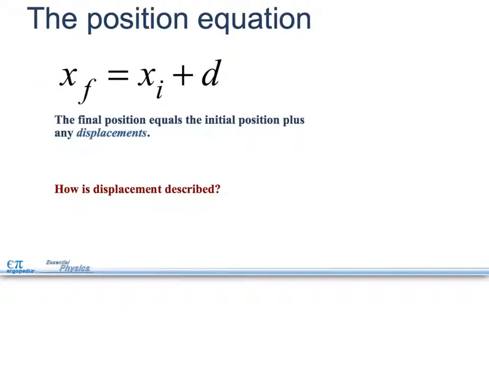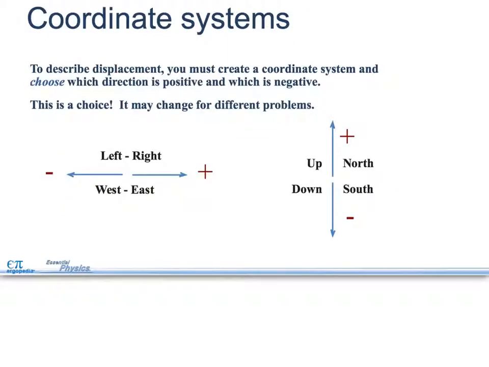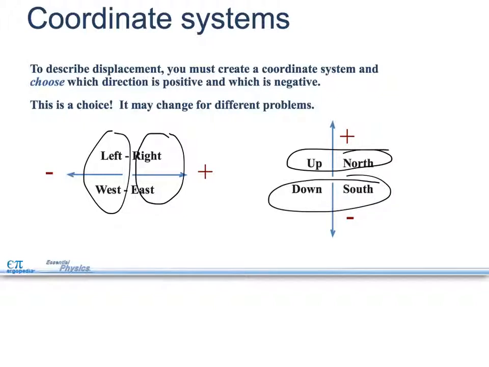How is displacement described then? To describe displacement, you must create a coordinate system and choose which direction is positive and negative. This is a choice. It may change for different problems. Most of the time, we use the same coordinate system that you see in a graph. For us right now, we're using right and east as positive, and left and west as negative. North and up is positive, and down and south is negative.